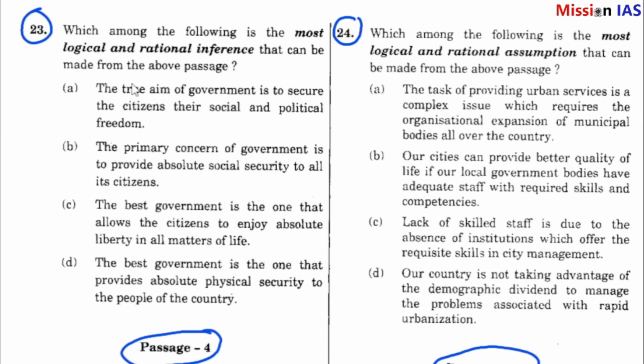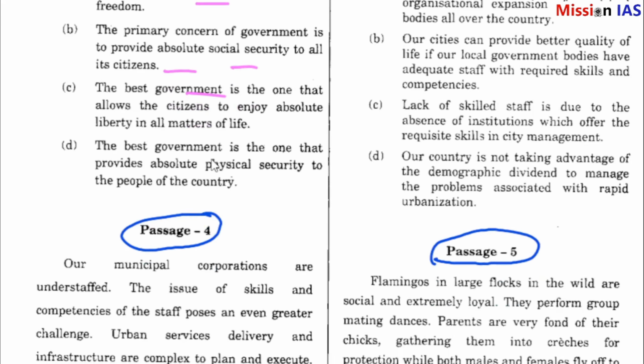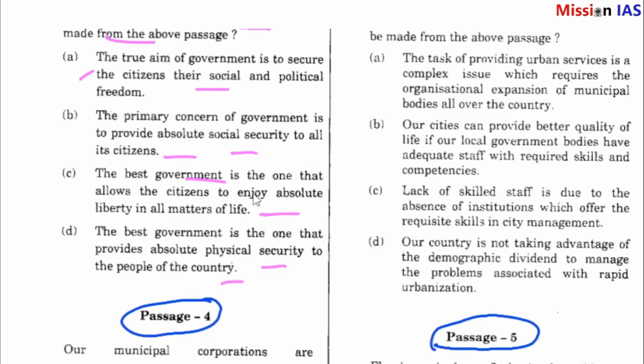So question is, which among the following is the most logical and rational inference that can be made from the above passage? First option, the true aim of government is to secure the citizens, their social and political freedoms. The primary concern of government is to provide absolute social security to all its citizens. The best government is the one that allows the citizens to enjoy absolute liberty in all matters of life. The best government is the one that provides absolute physical security to the people of the country.